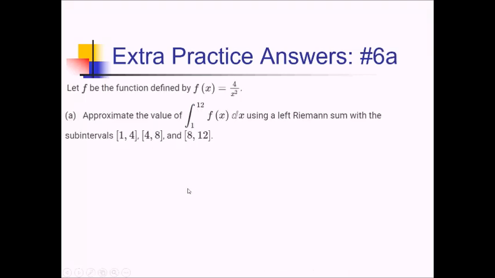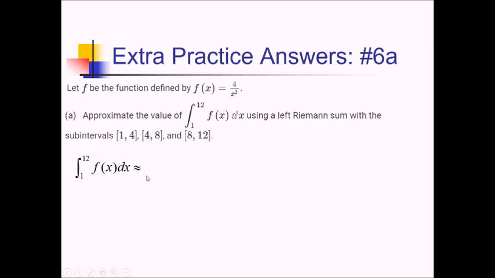For this free response problem, we're given the function f of x equals 4 over x squared, and our first task is to approximate the integral from 1 to 12 of f of x using a left Riemann sum with these subintervals. All right, so I'm going to write that this is approximately equal to the following. And I have to write approximately equals, or I already get dinged a point for not being mathematically accurate.